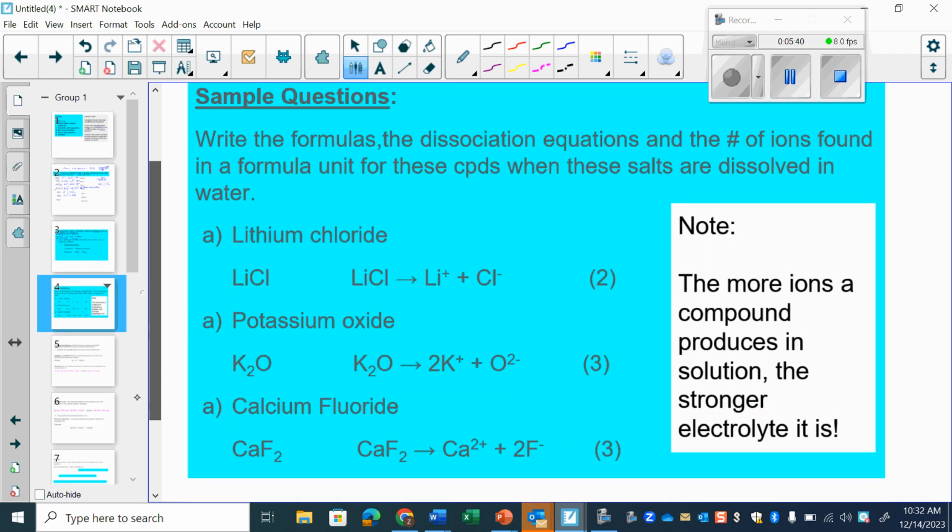So let's talk about ionic equations. You take the ionic compound lithium chloride, and you split it into a lithium ion and a chloride ion, and you see it is giving you 2 ions altogether, one of this and one of this. And you have 2 potassium ions. This 2 is telling you that you have 2 potassium ions and 1 oxide ion, so altogether you have 3 ions. 1 calcium ion and 2 fluoride ions. So the more ions a compound produces in a solution, the stronger the electrolyte it is. Okay.